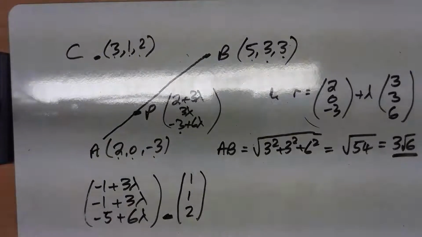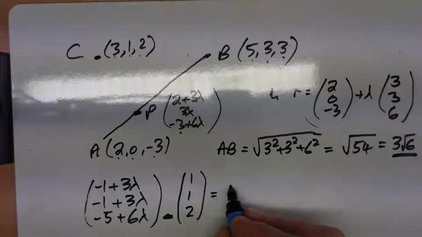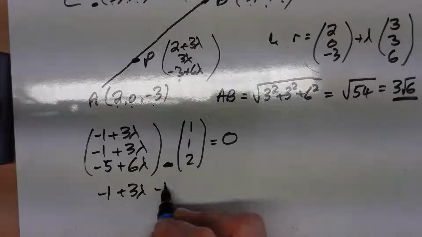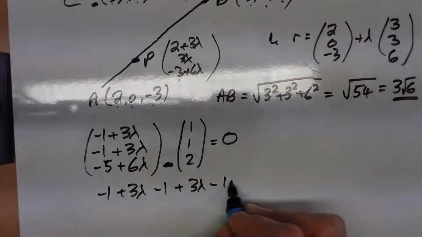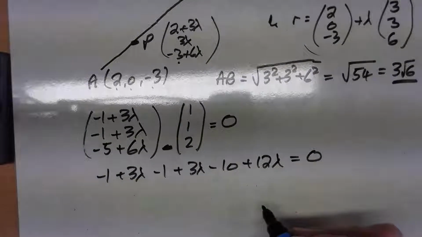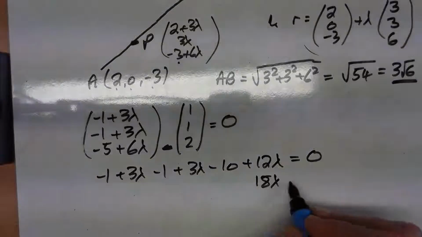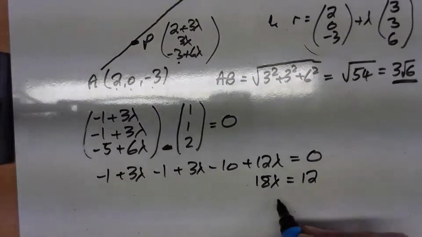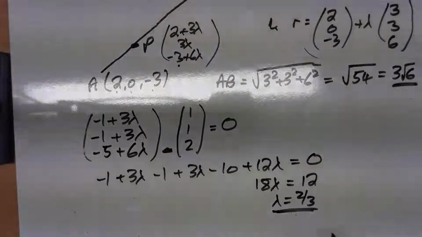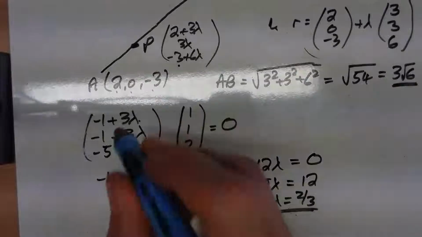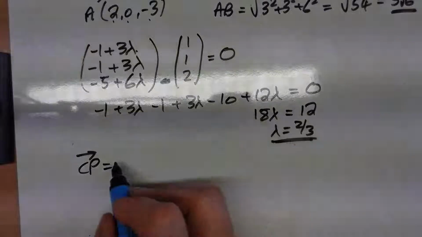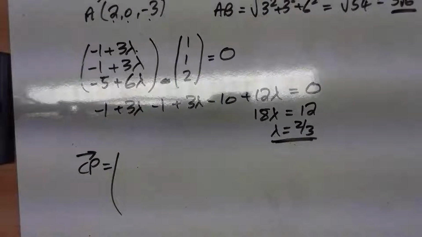So I'm now trying to dot those two together, and it will equal 0. So I've got minus 1 plus 3 lambda, minus 1 plus 3 lambda, minus 10 plus 12 lambda equals 0. All those lambdas there add up to 18 of them, don't they? And those numbers add up to minus 12. So I've got lambda is equal to 2/3. Stick lambda equals 2/3 back into all of this, and we can find the journey from C to P.